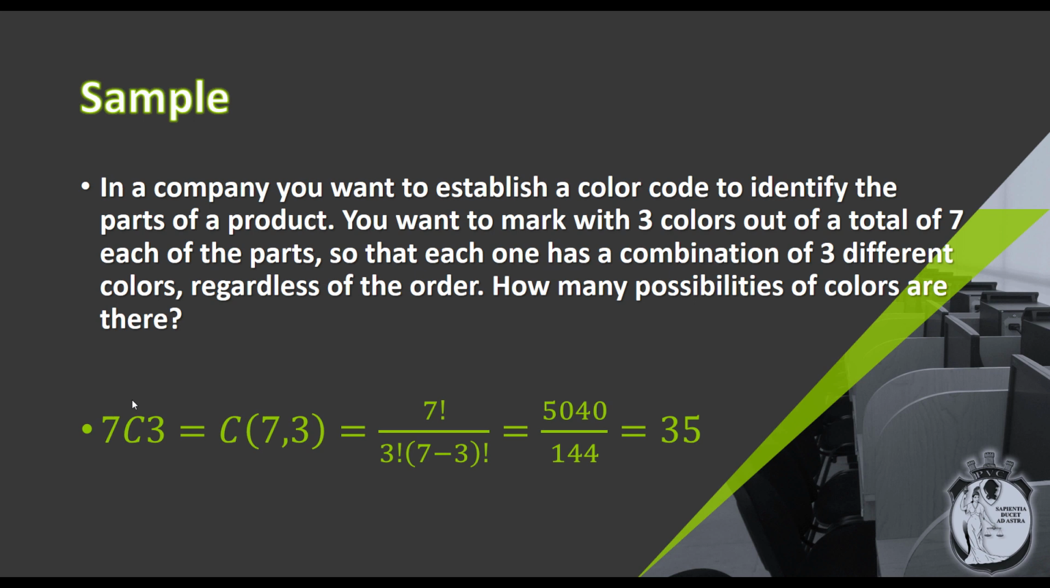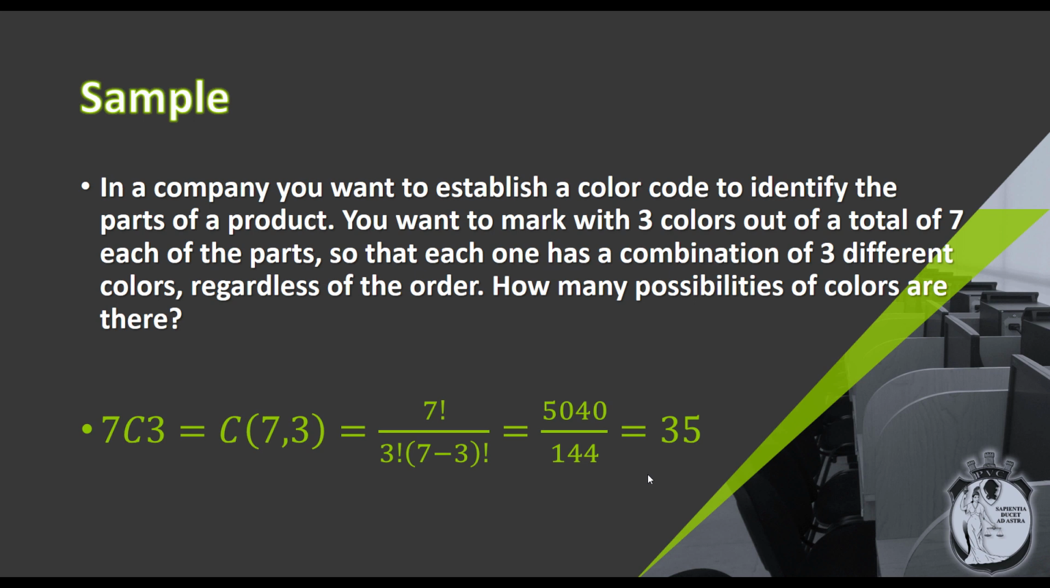If you have 7 colors in total and you can only select 3, you use the formula factorial of 7 divided by factorial of 3 multiplied by factorial of 7 minus 3. The total is 35 different ways to mix those colors.